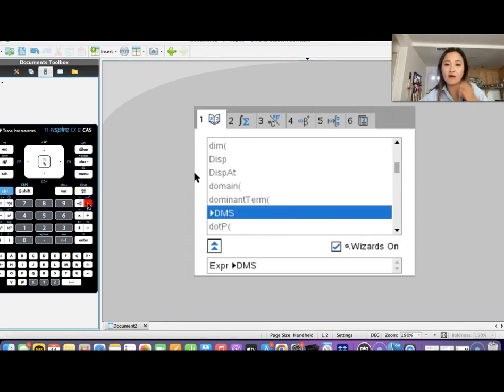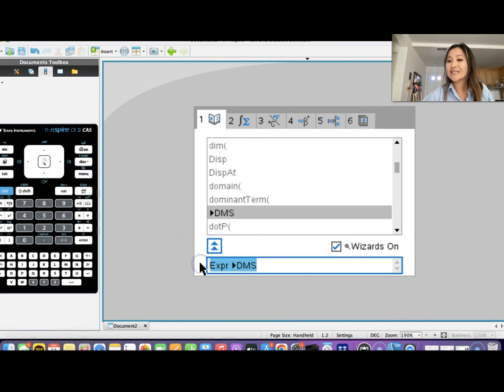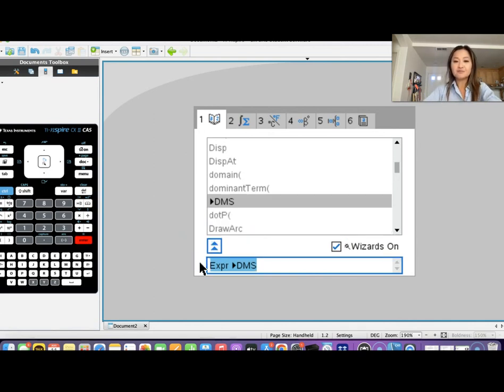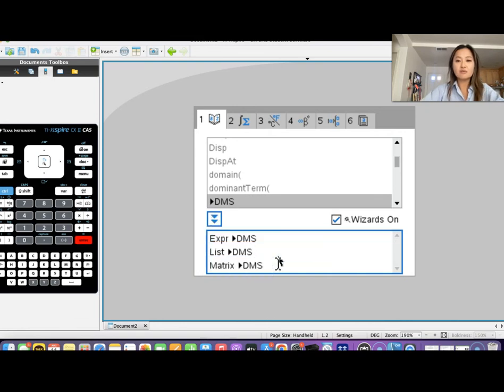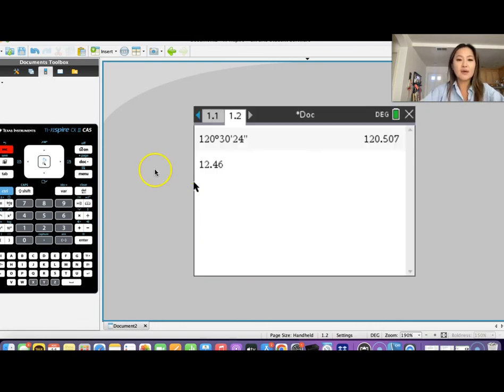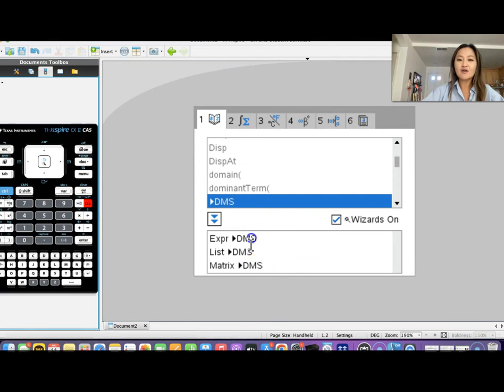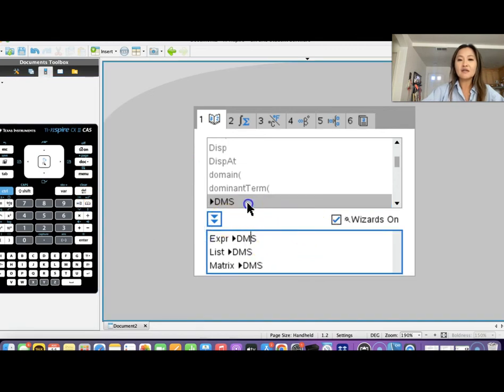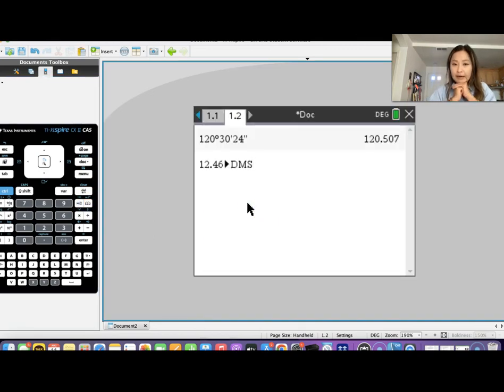book, which is called a catalog. And you're going to scroll down all the way to where you see DMS. If you have the wizards on your calculator, that means it tells you exactly the actual syntax that you need to enter the DMS. So we're going to go DMS, okay? Let's go to book, catalog, and DMS. Just click on it, okay? And you're changing the decimal degree into DMS. It's what you're commanding it to do.